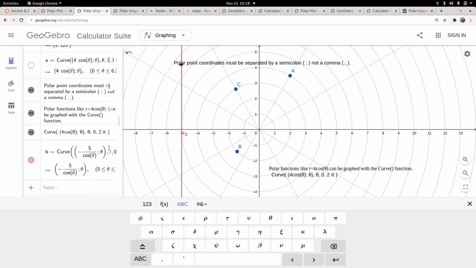There's that line. Okay, so this version worked better than my other one. I'll figure that out and get back to you.